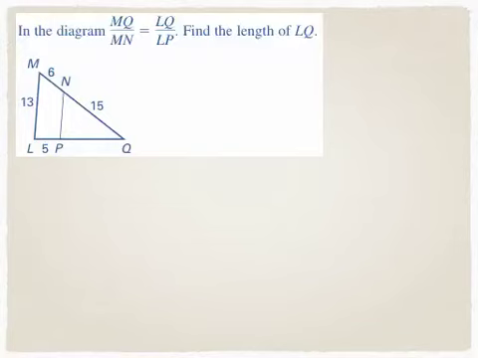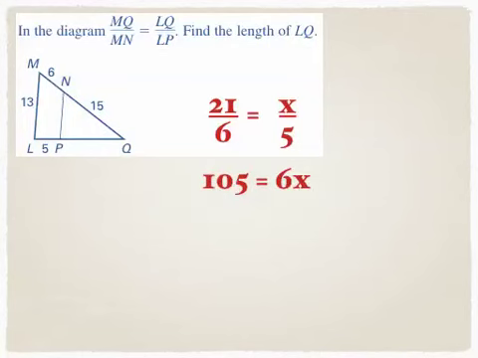If you look at LQ, that would be the whole bottom side from L to Q. We do not know the length of that, so that would be our variable x, and then we do know that LP is 5. So I can set up this proportion like this. I've just plugged in what I knew. When I cross multiply here, I have 21 times 5, which is 105, equals 6x. I need to divide both sides by 6, and when I do that, I get 17.5 equals x. So the length LQ is 17.5.